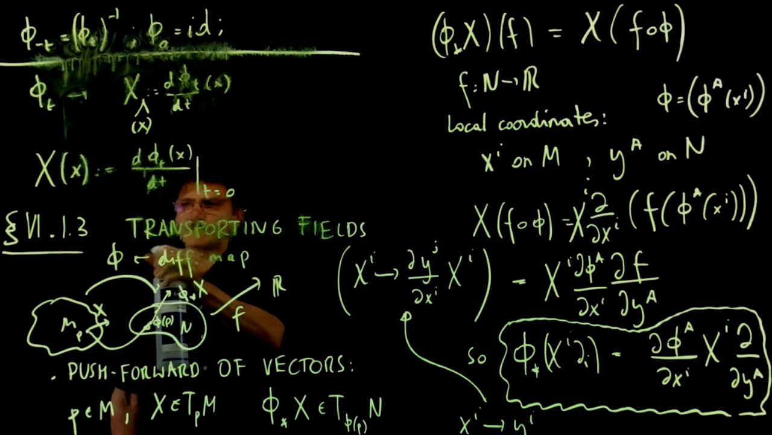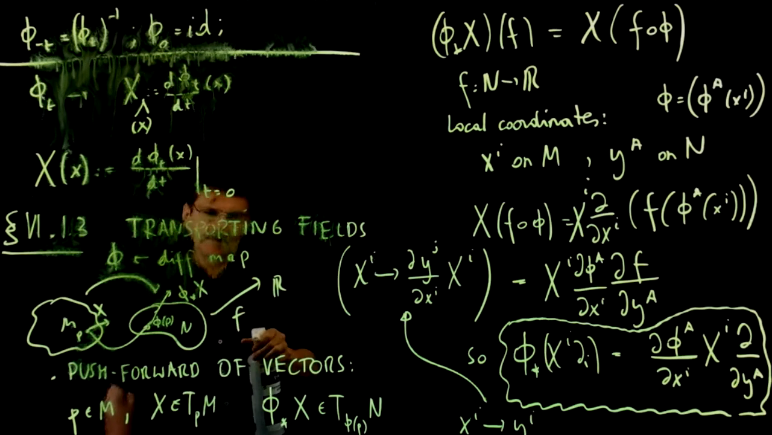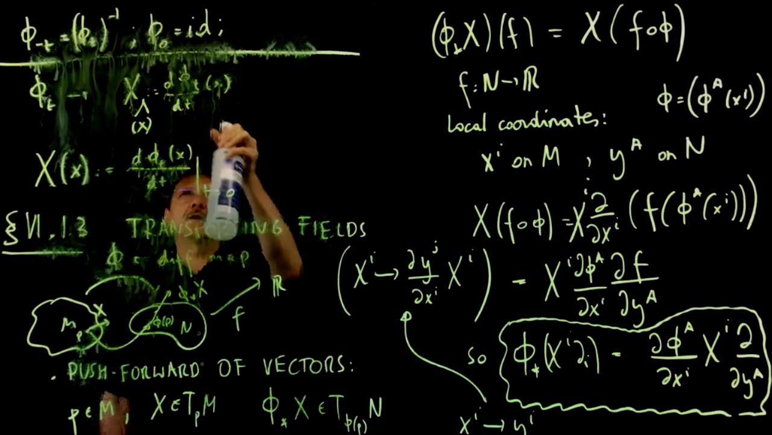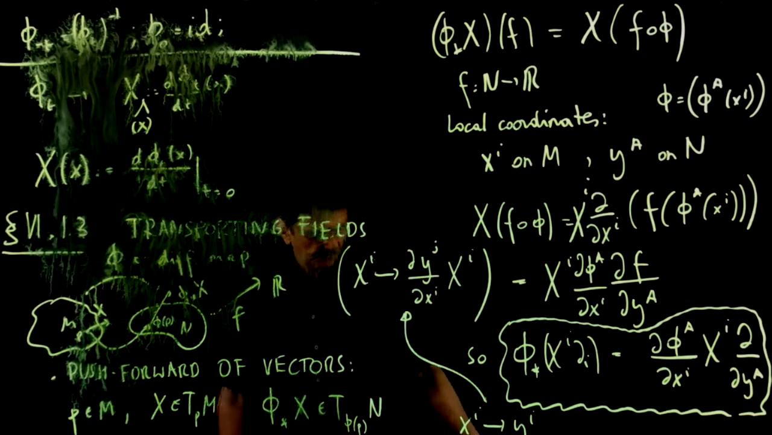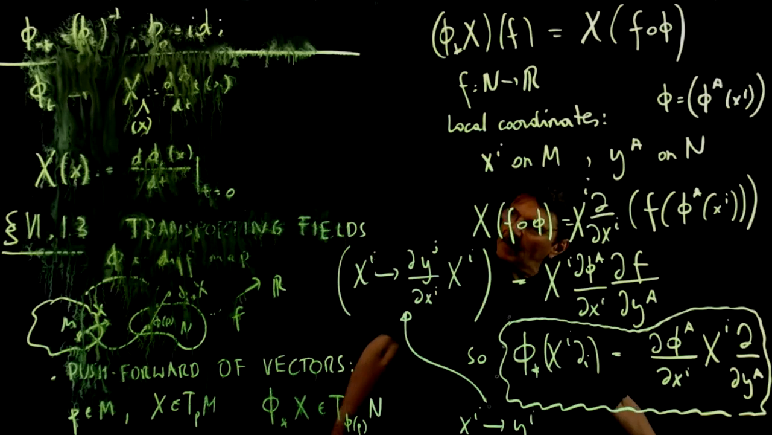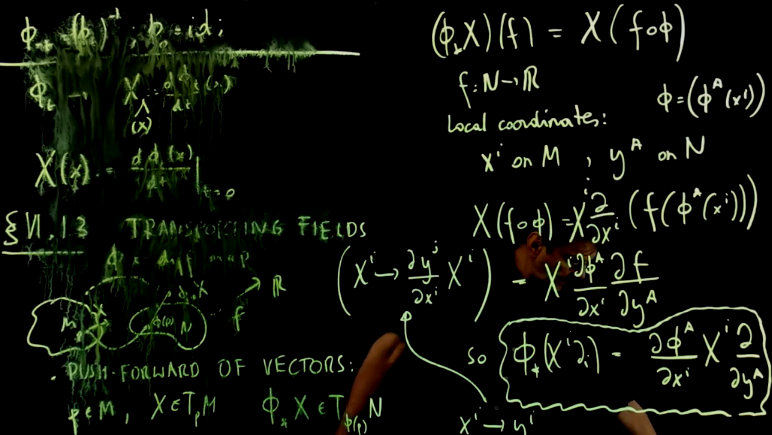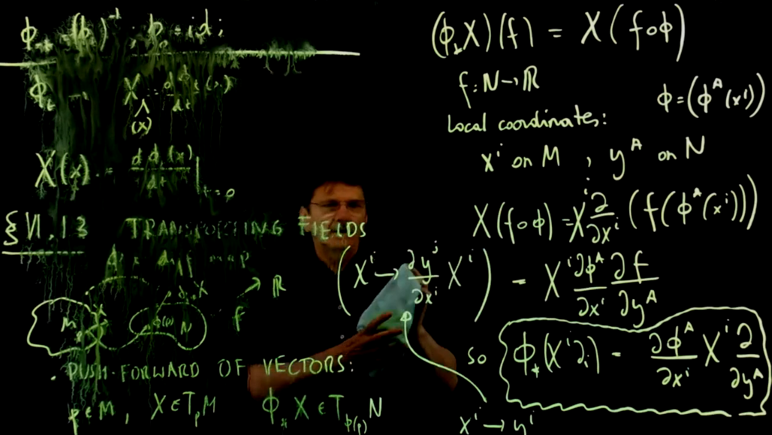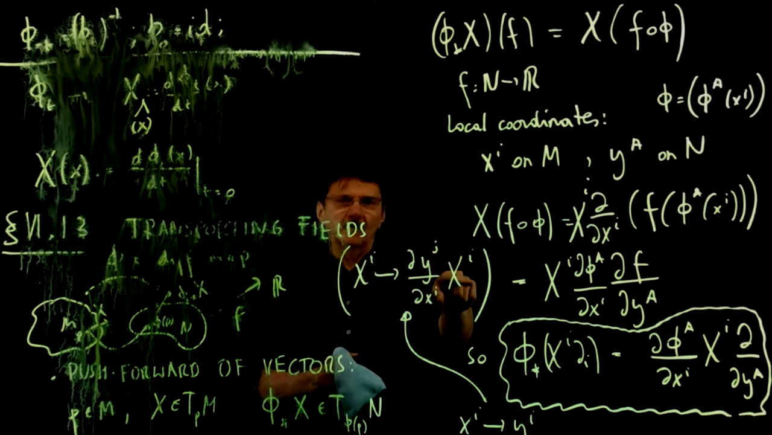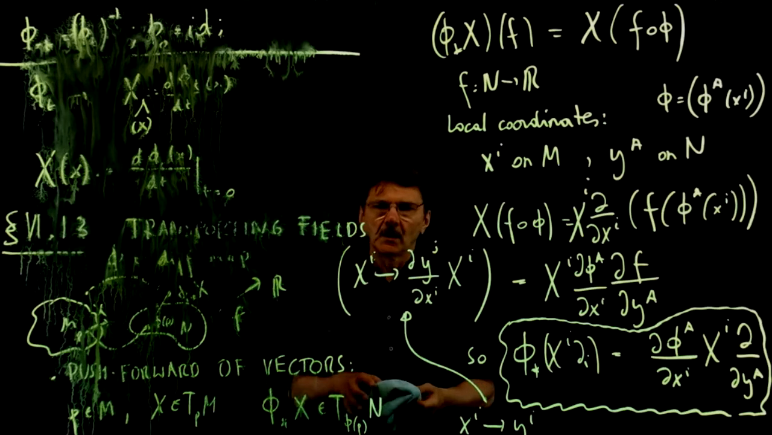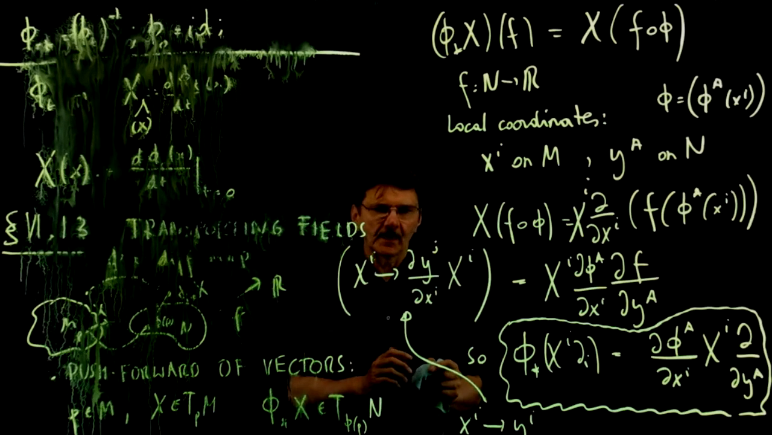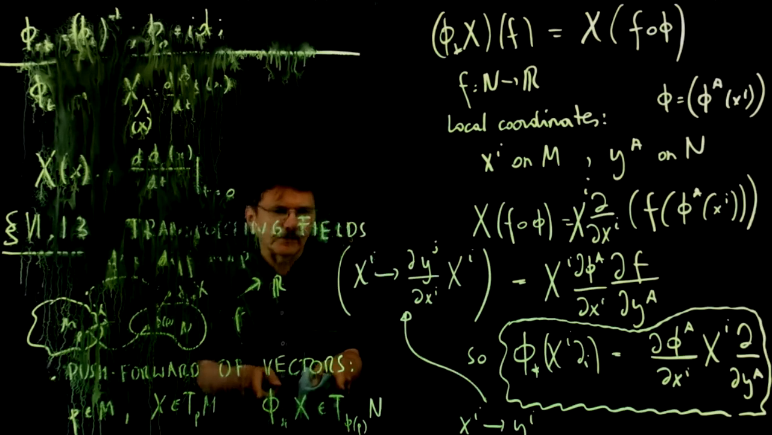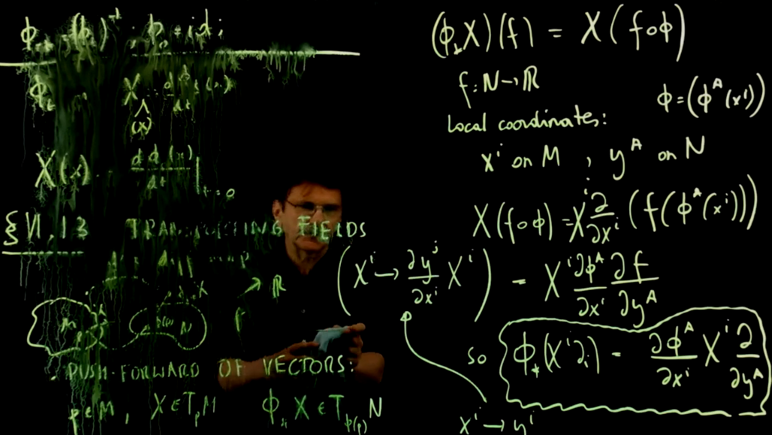So this is how we transport vectors from one point to another point. And there is a catch. When we're doing this, we're always thinking about changes of coordinates, so this map was a diffeomorphism. Here I haven't assumed anything like that. So this phi doesn't have to be a diffeomorphism or something like that.